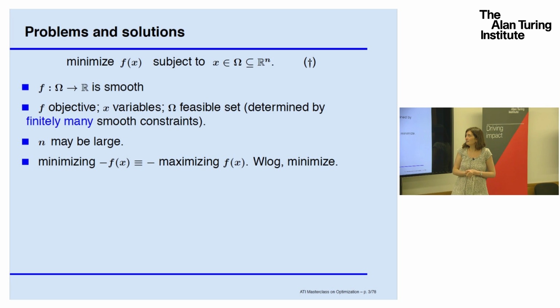Now I'm saying that we are minimizing because without loss of generality, I can transform any maximization problem into a minimization problem by dealing with minus f instead of f. So that's why without loss of generality, I can say we are minimizing.